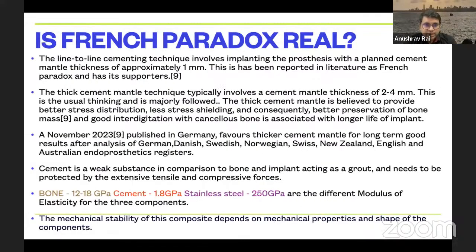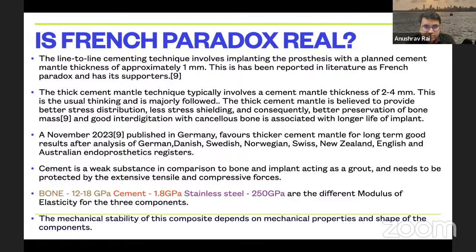Regarding the French paradox, no discussion about cementing remains complete without it. For the last 14 years, there has been a discussion that a thinner cement mantle, say 1 mm, with a certain design, the CMK3 design, gives better long-term results than a 2 to 4 mm cement mantle thickness. But a recent November 2023 study published in Germany favors the thicker cement mantle of 2 to 4 mm, after analysis of German, Danish, Swedish, Norwegian, Swiss, New Zealand, English, and Australian registries. But still, the debate is out, and French paradox supporters have their own doubts about it.